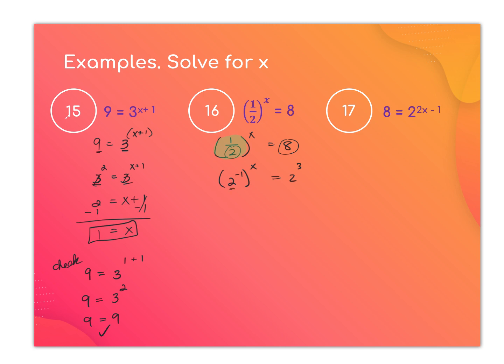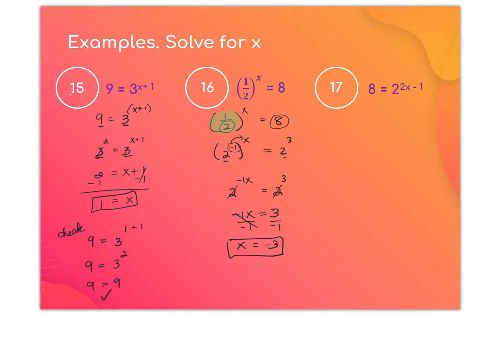bases the same. And while these are both 2, right now this is 2 to the negative 1, raised to the x. So I have to raise this power to the power first. And remember, when you do that, you multiply. So this becomes 2 to the negative 1x power, and that equals 2 to the third power. Now that my bases are both 2, I can do negative 1x equals 3. If I divide both sides by negative 1 or multiply, I'm going to get that x is negative 3. And that would be my answer.